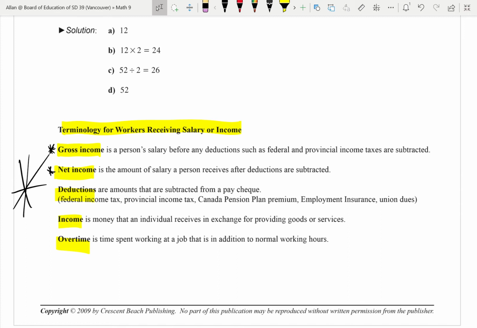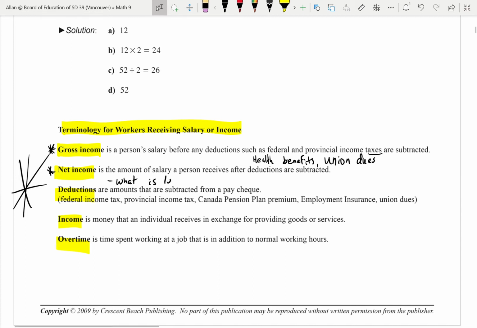There's a gross income, and this is the person's salary before any deductions are taken off. So things like taxes, you could have health benefits. If you work for a union, there's something called union dues. All of these take money off of your paycheck, and then whatever's left is what's called your net income. It's like what you can grab in a net. Everything else that gets away is all of your deductions.